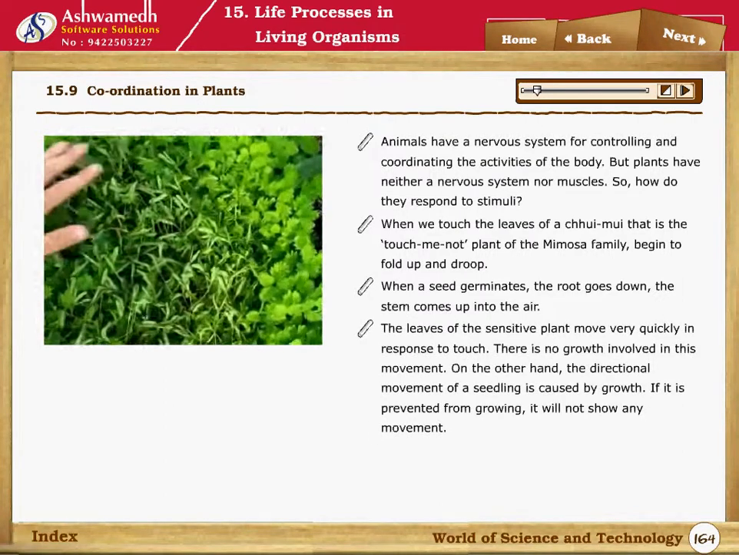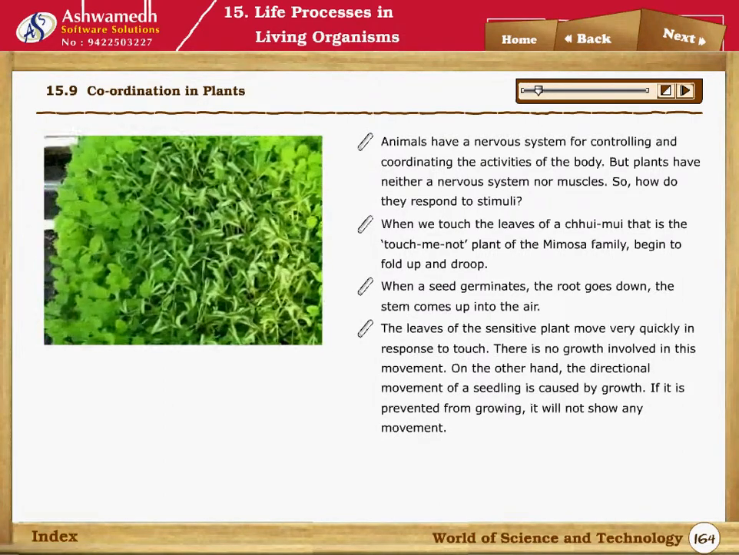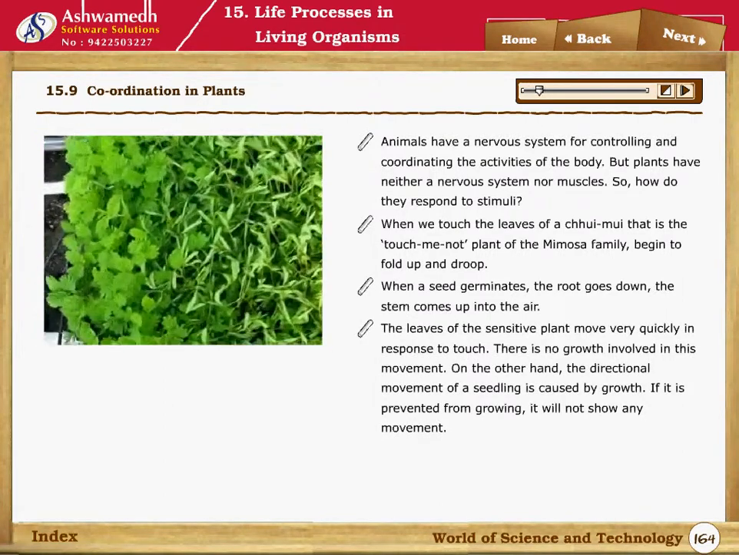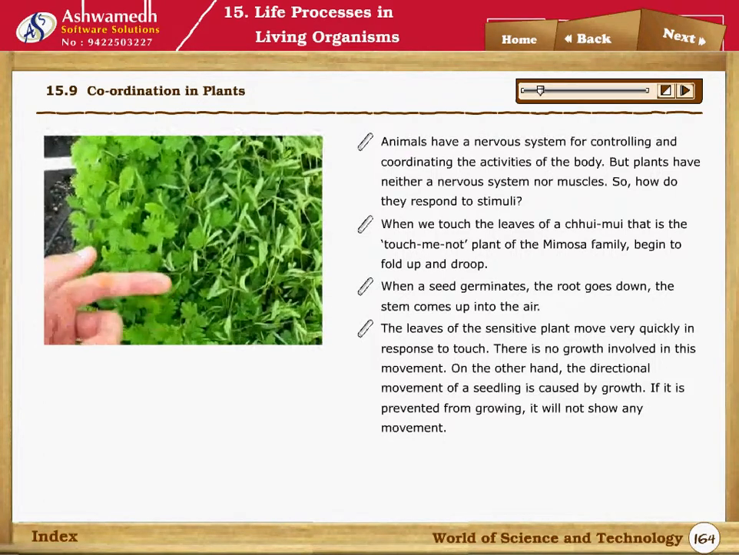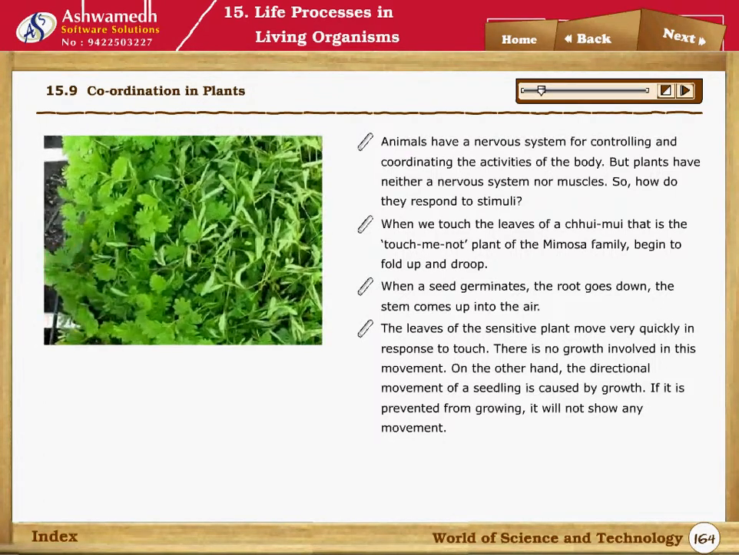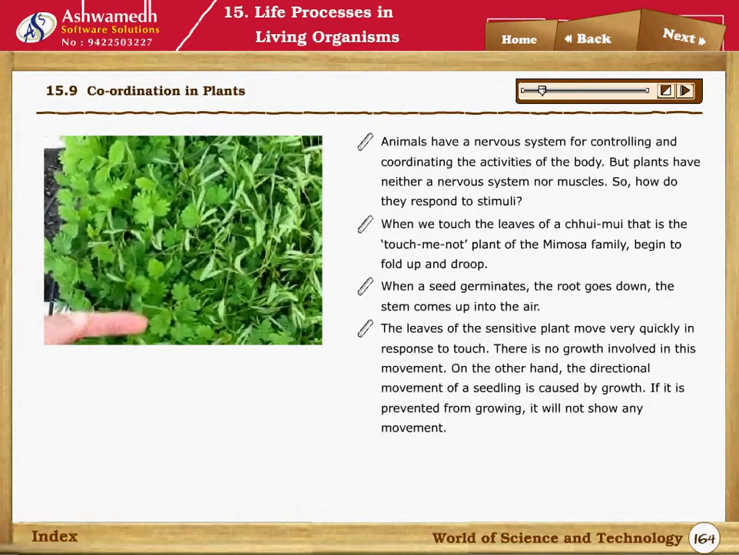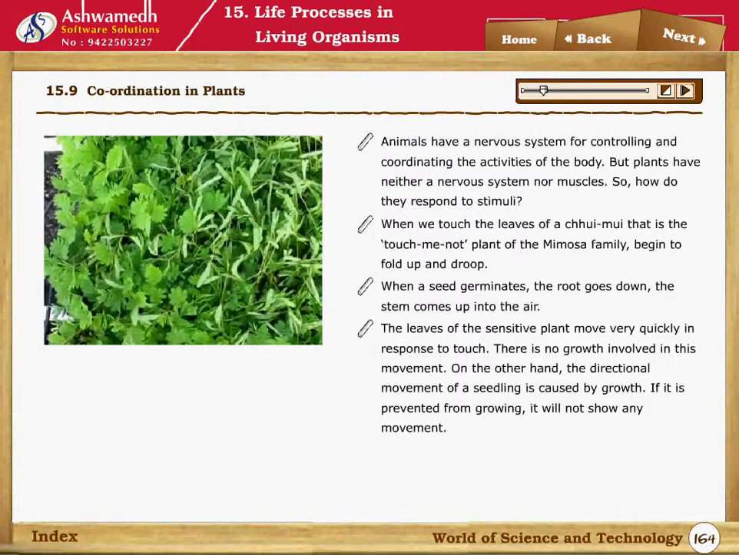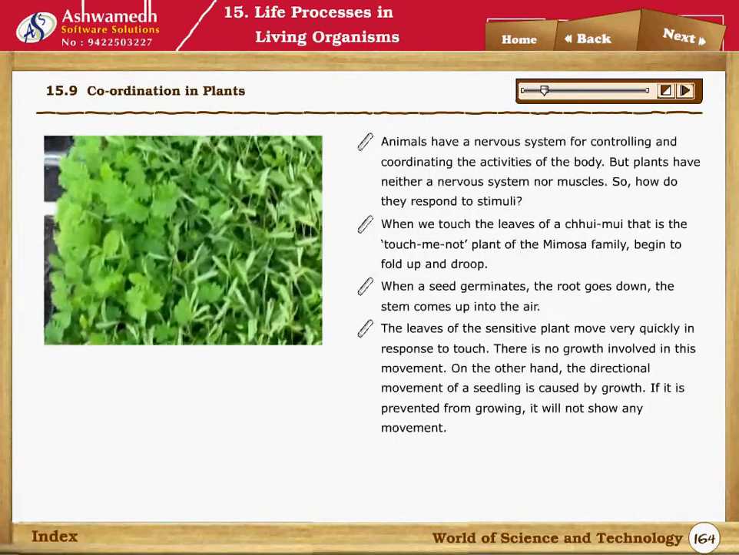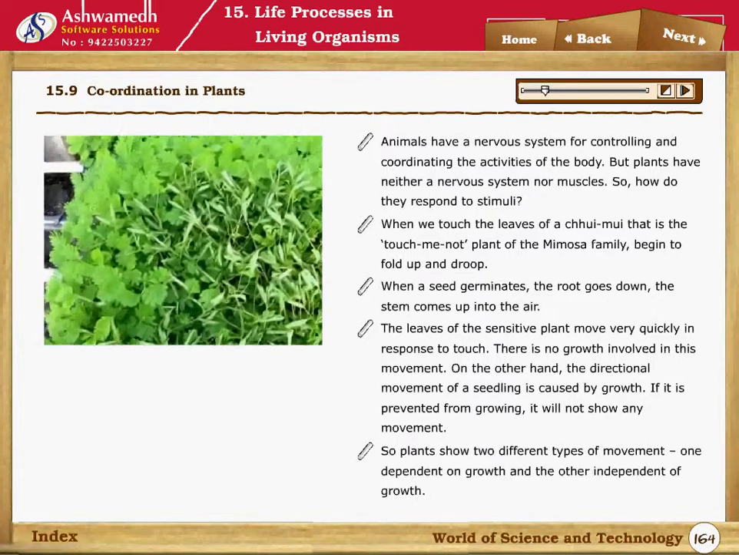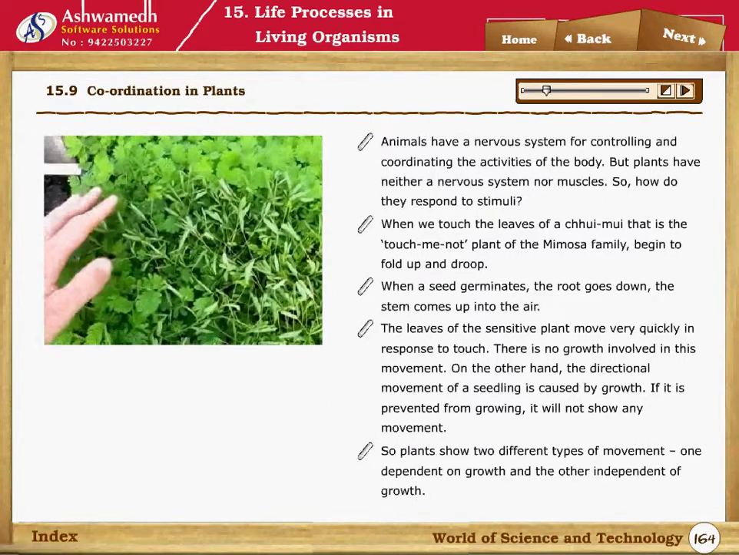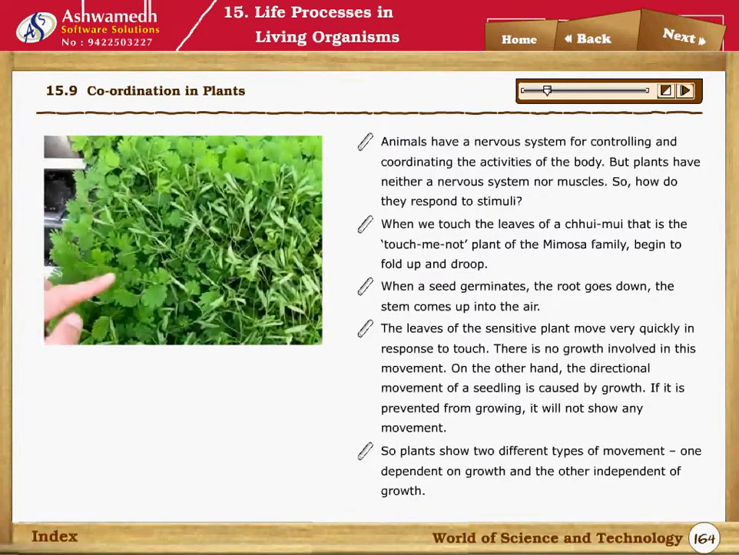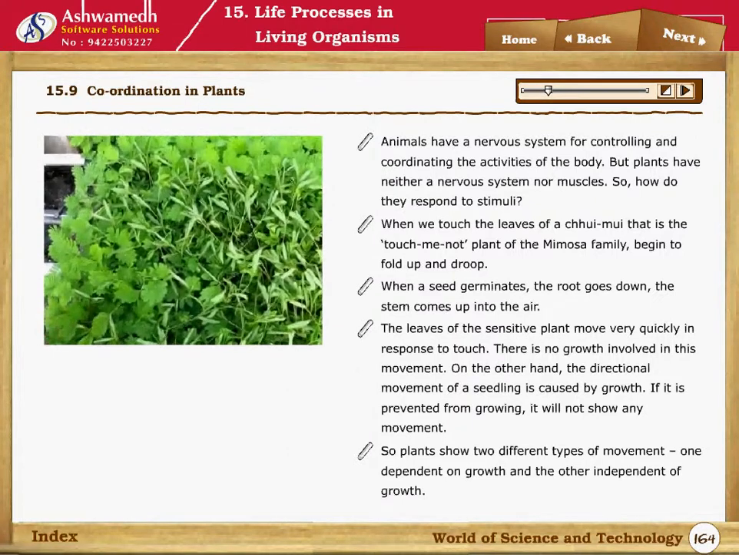The leaves of the sensitive plant move very quickly in response to touch. There is no growth involved in this movement. On the other hand, the directional movement of a seedling is caused by growth. If it is prevented from growing, it will not show any movement. So plants show two different types of movements, one dependent on growth and the other independent of growth.